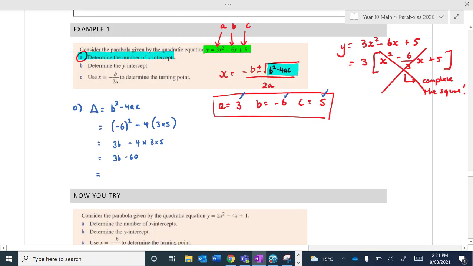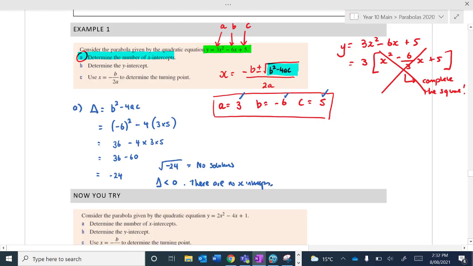So it's asking us to determine the number of x-intercepts. Well, the discriminant is equal to negative 24. What did we talk about before? Can I do the square root of negative 24? No, there's no solution. Due to the fact that the discriminant is less than 0, there are no x-intercepts.